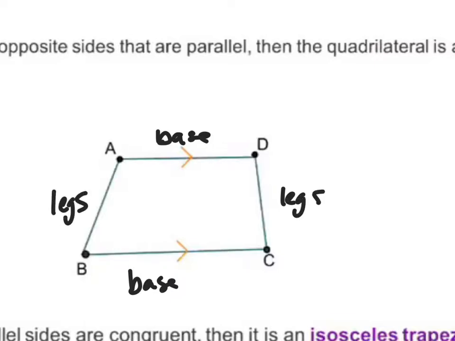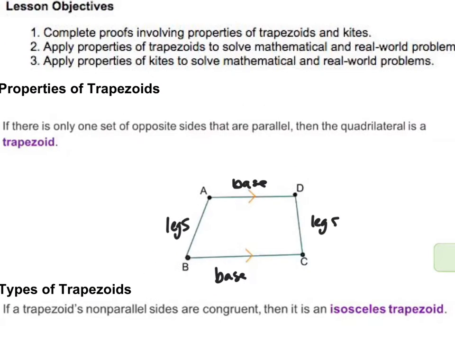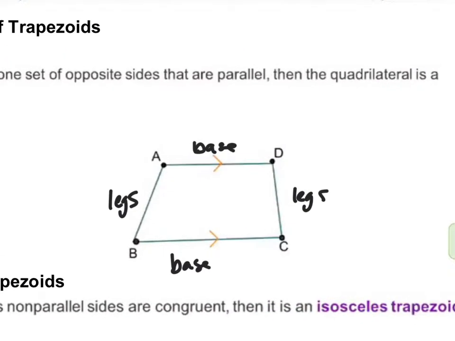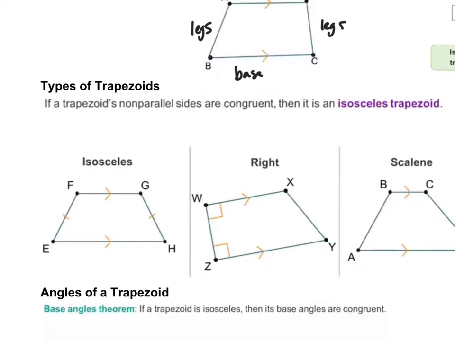We have two different types of trapezoids. When we have a trapezoid, we ask the question: are the legs congruent? If we answer yes, then we have an isosceles trapezoid. If the legs are not congruent, then we have a scalene or right trapezoid. This one would not be isosceles, as we don't have any indication that these legs are congruent. But let's go ahead and talk about the different types.